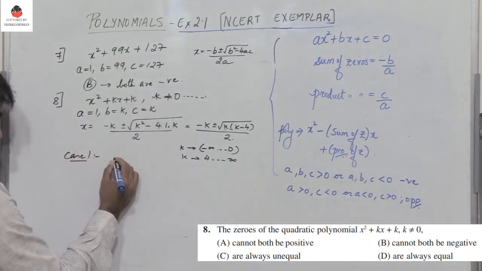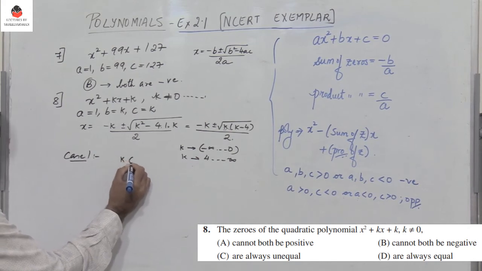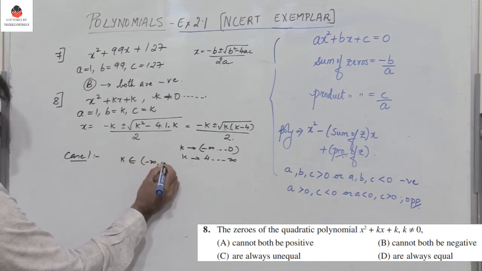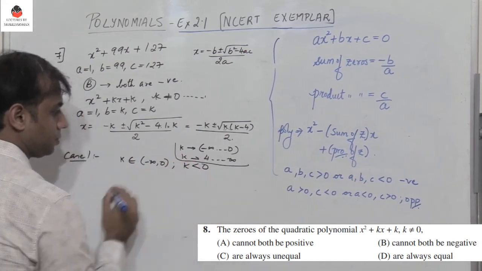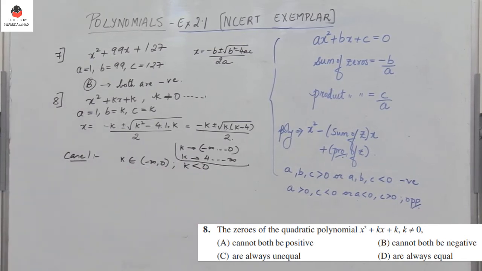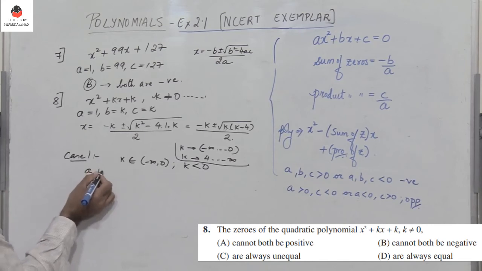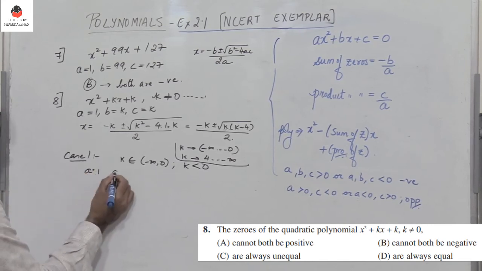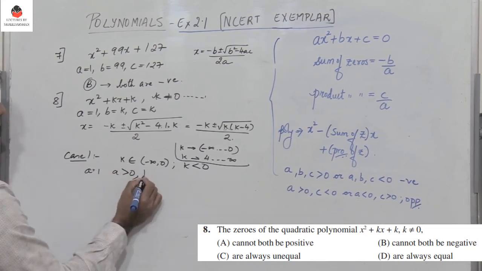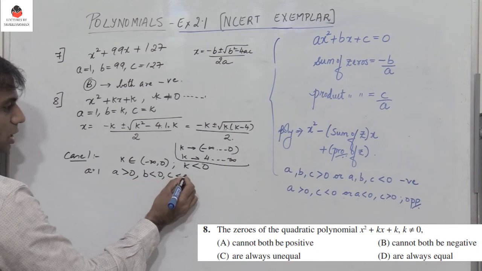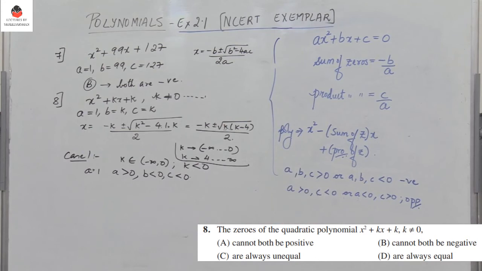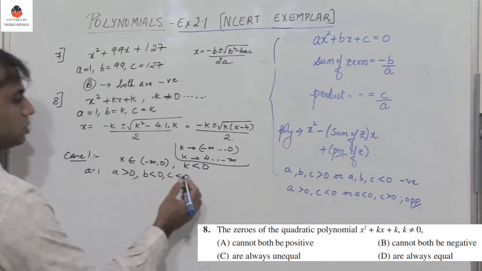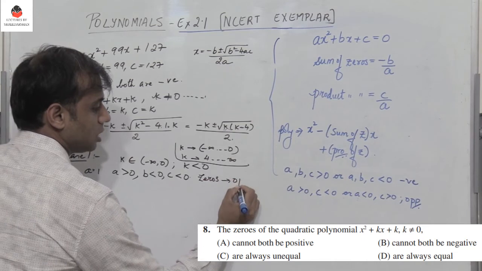Now in the first case, if the value of k belongs to minus infinity to 0, that means the value of k is less than 0. Now when the value of k is less than 0, I find that a is 1, so a is greater than 0. And b is of course less than 0. c is also less than 0. So I find that if a is greater than 0 and c is less than 0, the zeros are of opposite sign. So zeros are of opposite sign.